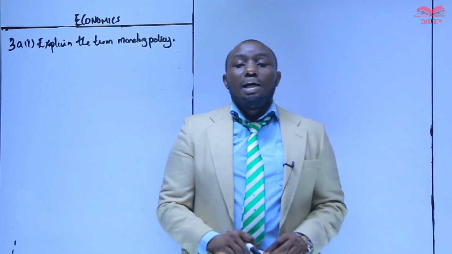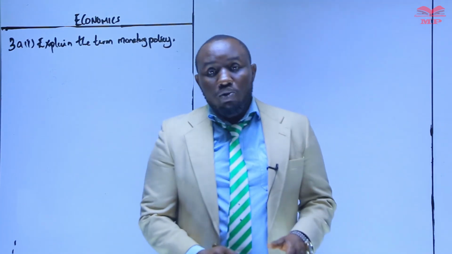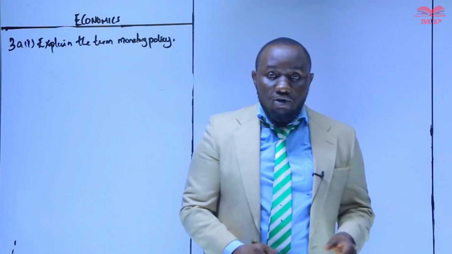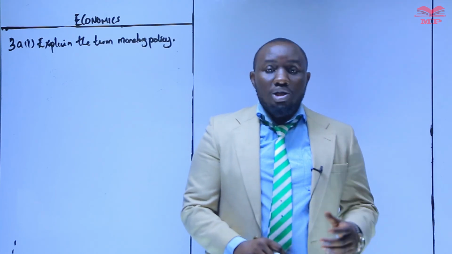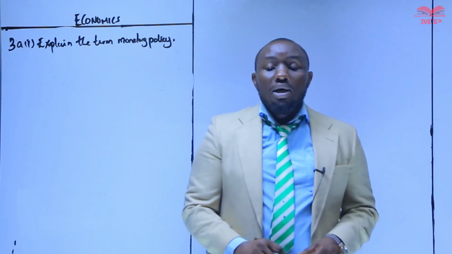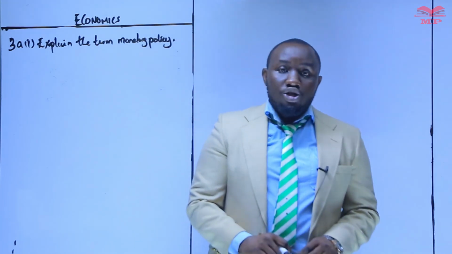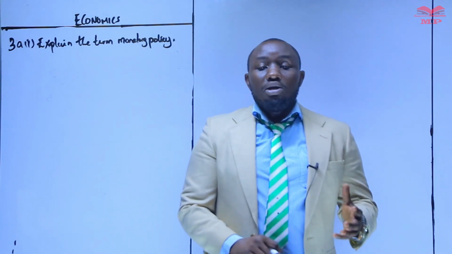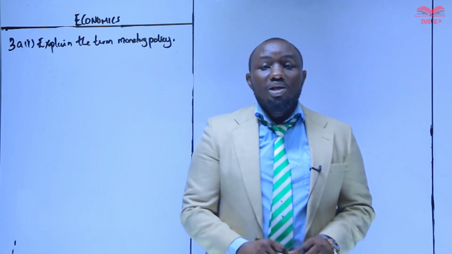The second monetary policy instrument we call open market operation. This is buying and selling of securities by the government through the central bank. For example, when there's a lot of money in circulation, the government will be selling securities to the public. By so doing, they make sure that more money goes to the central bank, and in so doing, they reduce the level of inflation.